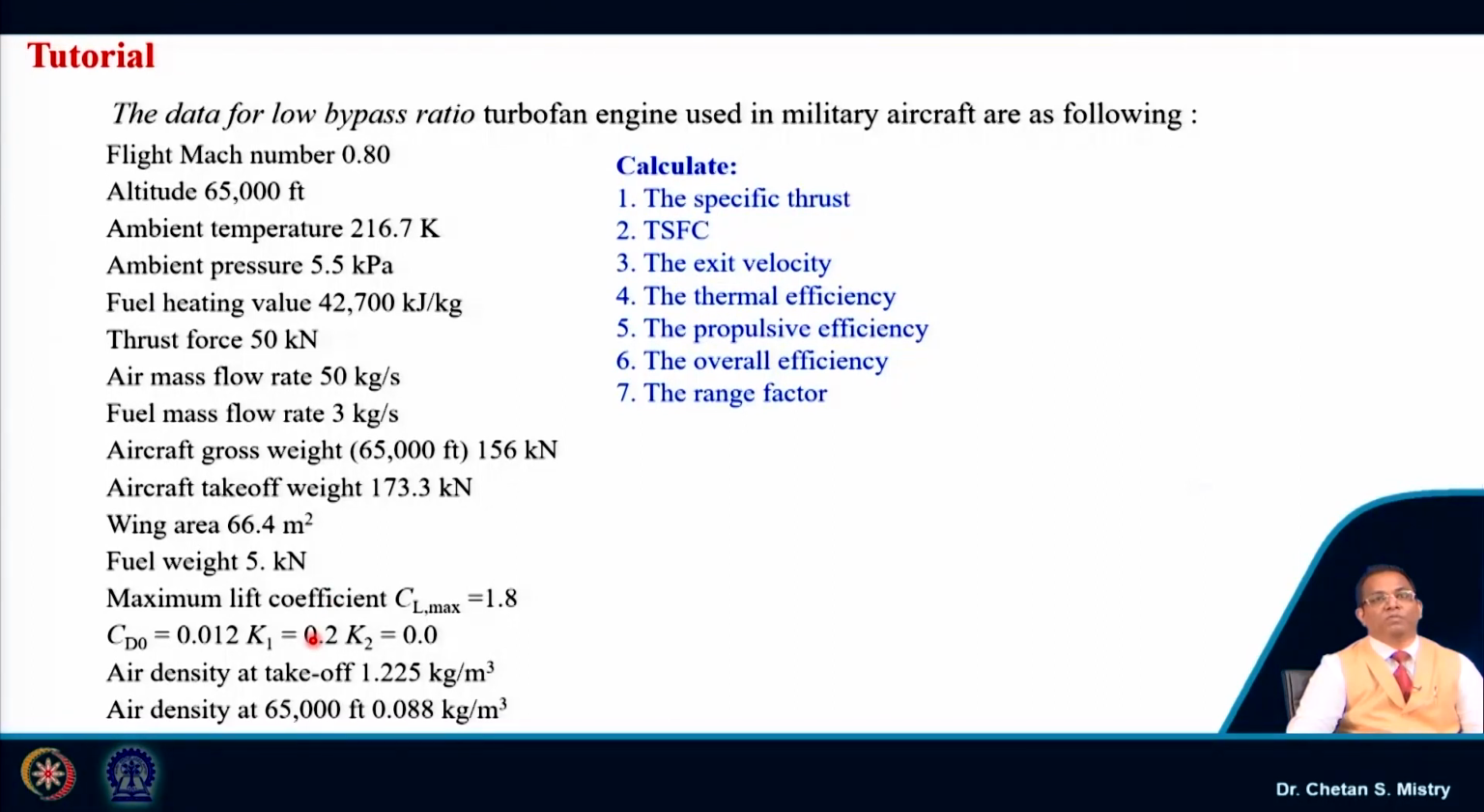The maximum lift coefficient is 1.8, CD0 is 0.012, K1 is 0.2 and K2 is 0. The air density at takeoff is 1.225 kg per meter cube, and air density at 65,000 feet is 0.088 kg per meter cube. What we need to calculate is the specific thrust, thrust specific fuel consumption, exhaust velocity, thermal efficiency, propulsive efficiency, overall efficiency and the range factor.